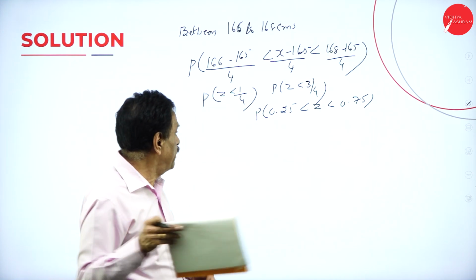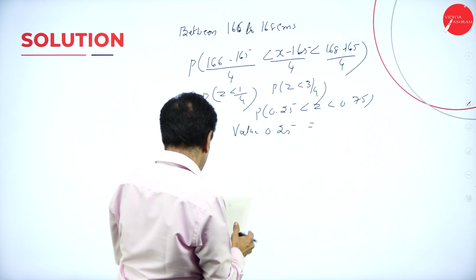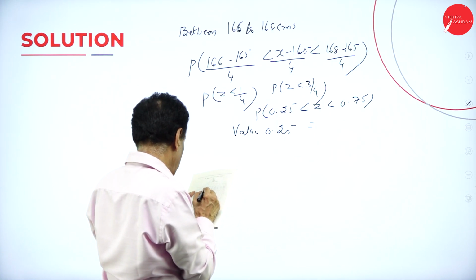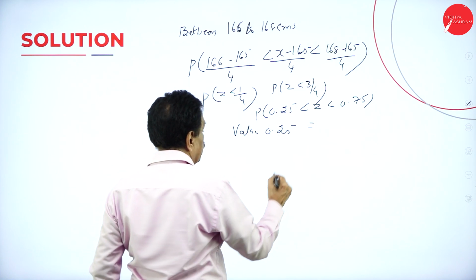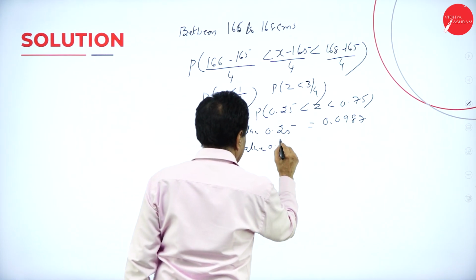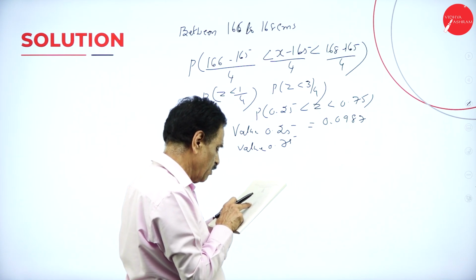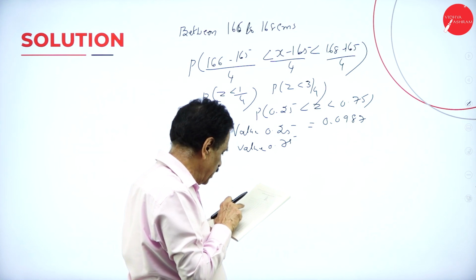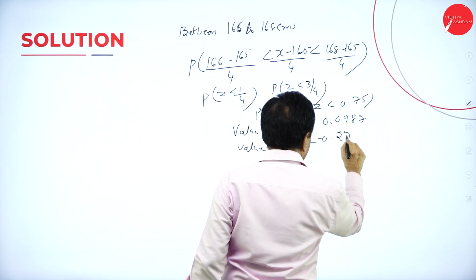What is the value for 0.25? From the table, 0.0987. The value for 0.75 is 0.2734.